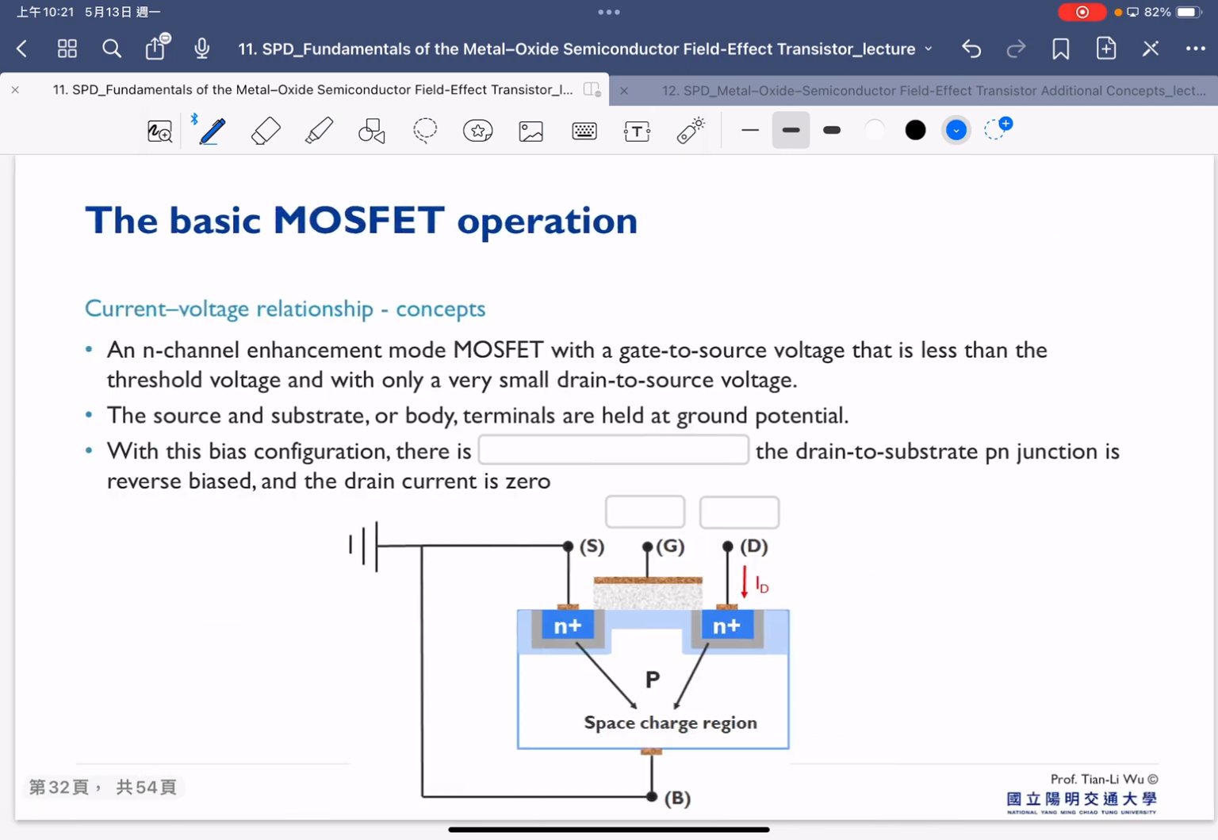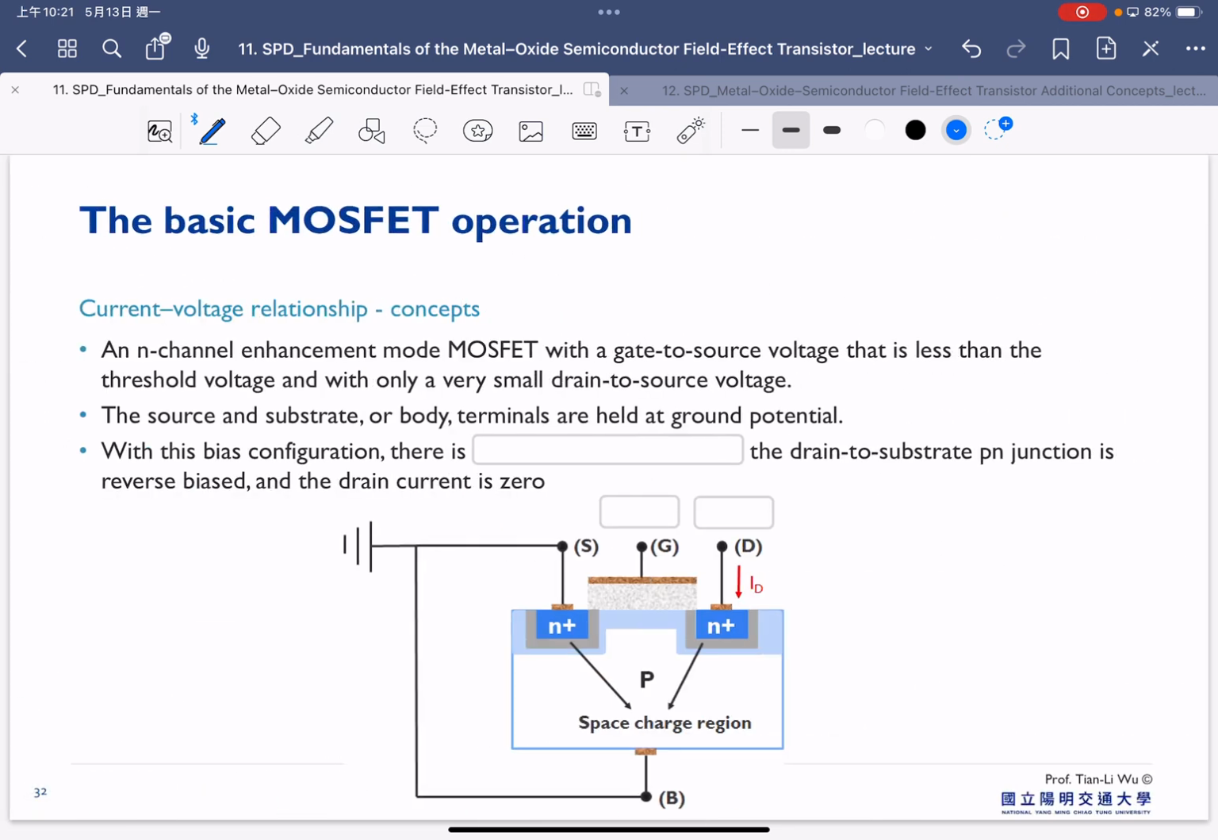Okay, so we have already been talking for a while about how the current forms and how the typical IDVG looks in the MOSFET. But now we have to spend time on the details. Let's use an N-channel enhancement MOSFET with a gate-source voltage less than the threshold voltage, and only a small drain-to-source voltage. You have to remember that the MOSFET is a 3-terminal device, so we always have to consider every aspect with all three terminals.